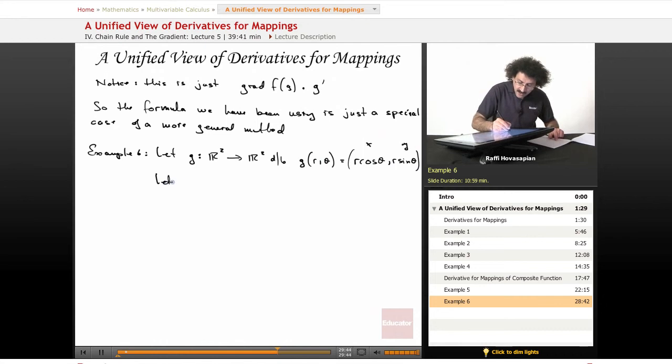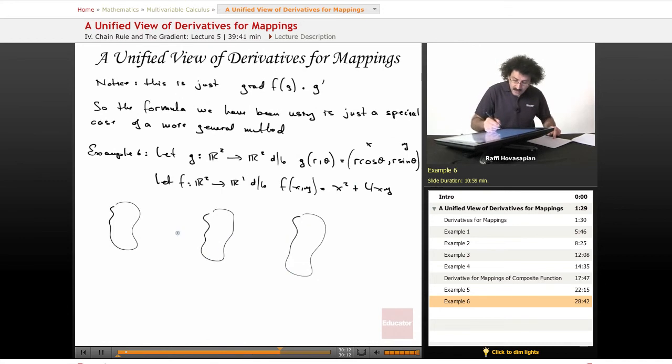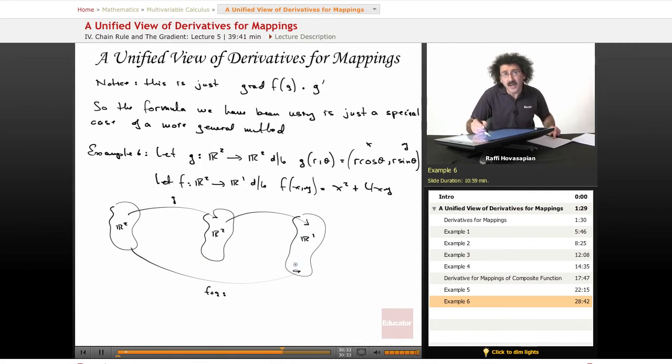Okay, and let f be a mapping from R2 to R1, defined by f of xy is equal to x squared plus 4xy. Okay, so let's see what we've got here. Let's draw a little picture. That's R2, that's R2, and this is R1. So G maps from R2 to points in R2. That's G. F takes these points in R2 and maps them to R1. Therefore, we can form the composite, which is f of G, which takes points in R2 and maps them to R1. That's all that's happening here.